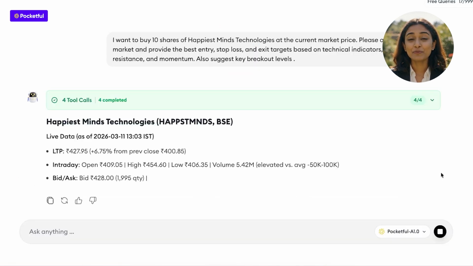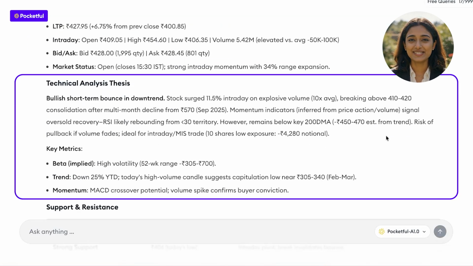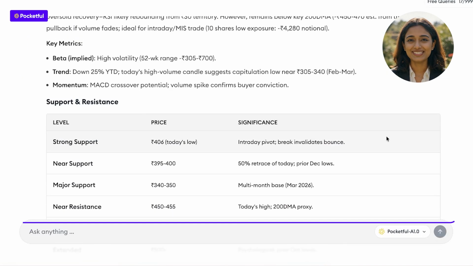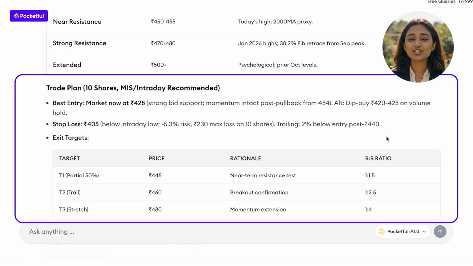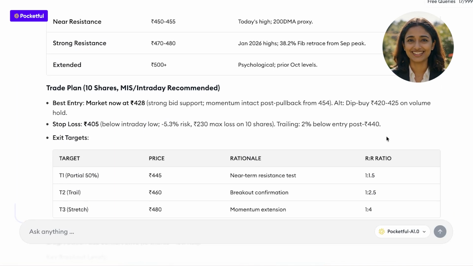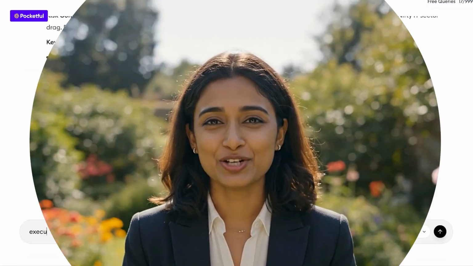Pocketful GPT provides a comprehensive trading overview for Happiest Minds Technologies, including live traded price, LTP, intraday data, bid-ask spread, market status, technical analysis thesis, and key support and resistance levels. It also generates a structured intraday trade plan. For example, 10 shares with MIS intraday recommendation, covering the optimal entry price, stop-loss level, exit targets, key breakout levels, and important risk considerations. After reviewing the trade plan, you can simply provide the Execute It prompt.